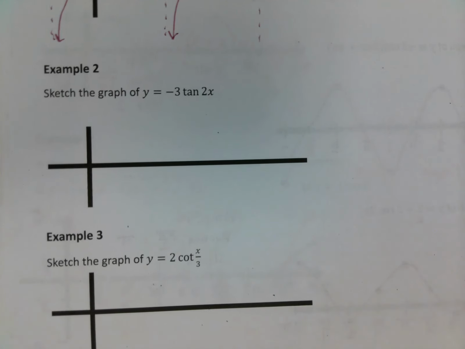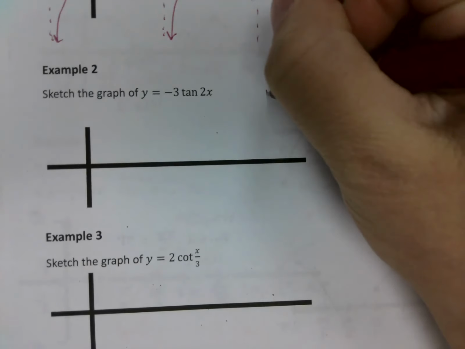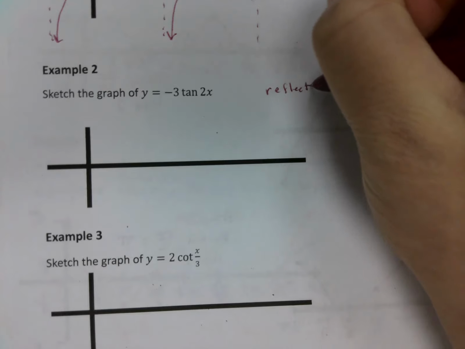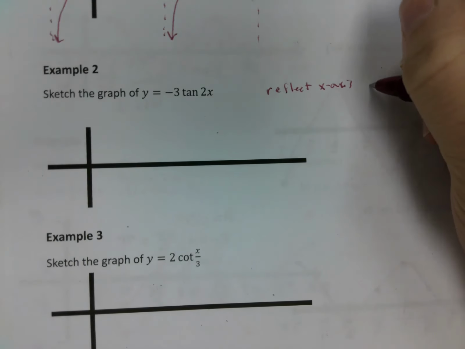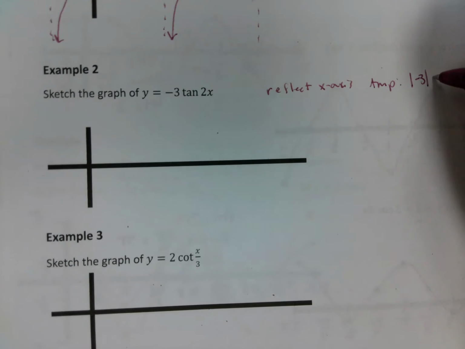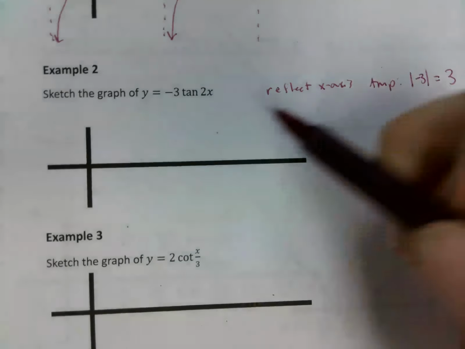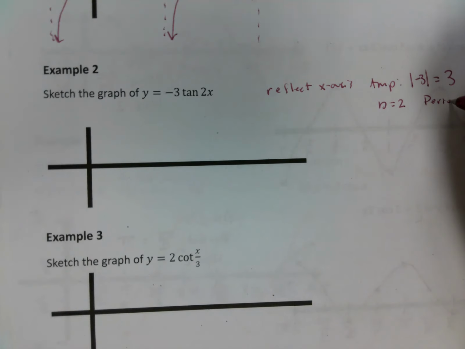So this second one, first I'm going to state what's all going on here. So this is going to have a reflection. That negative will reflect across the x-axis because that's our a value. My amplitude is going to be the absolute value of -3, which will be 3. And now the b value here is 2. So that's going to affect my period again. And for tangent, it's always pi divided by your b value. So now my period is going to shrink.